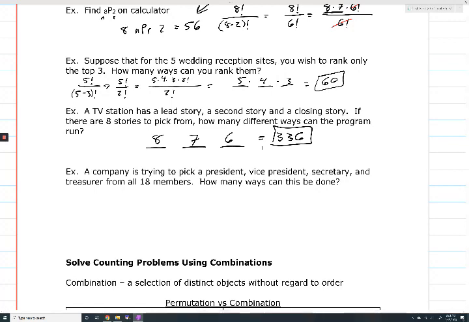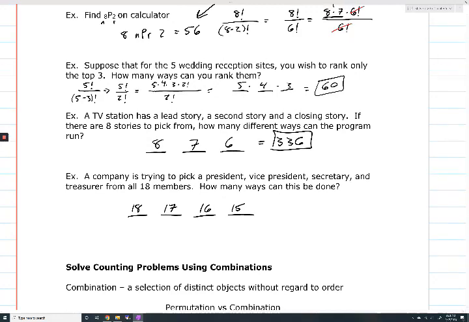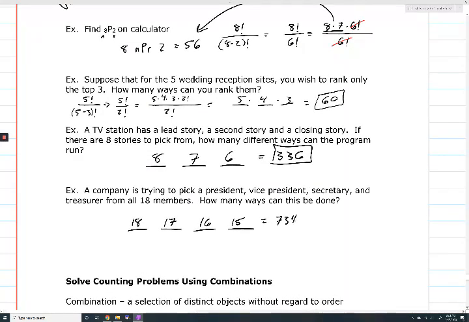Next, a company is trying to pick a president, a vice president, a secretary, and a treasurer. So president, vice president, secretary, treasurer, from all 18 members. Well, that means I have 18, 17, 16, 15, and that gives me 73,440.